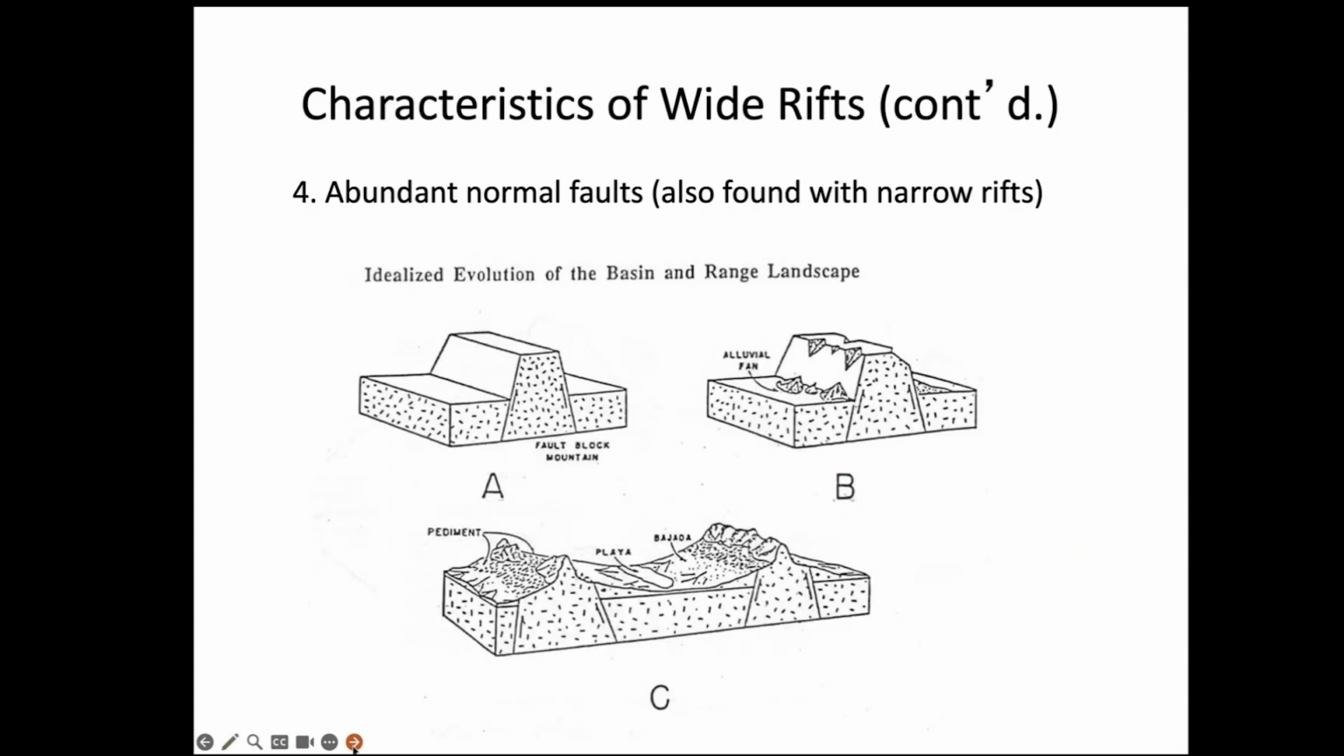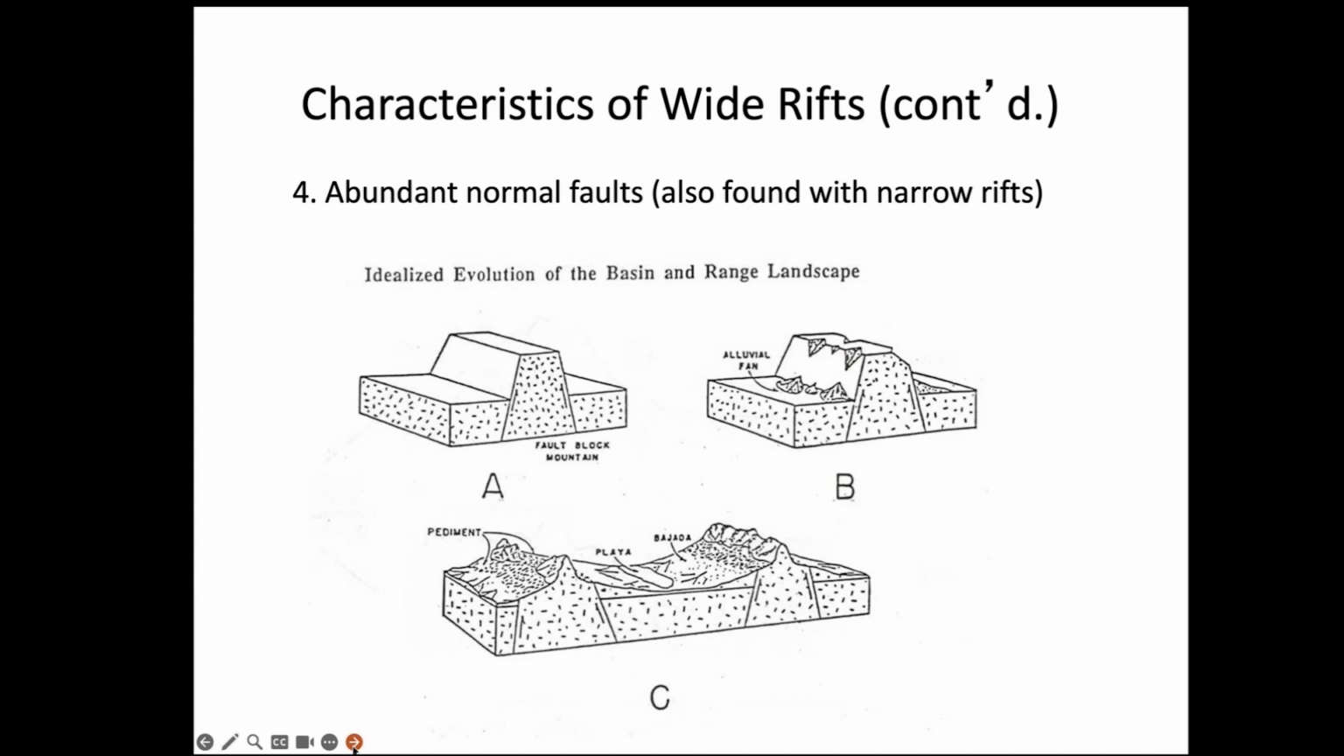All right, so another characteristic of wide rifts is there's a lot of normal faults. And now there's lots of normal faults in narrow rifts too, but they're much more focused on the rift itself, whereas in a wide rift, they're going to be distributed across the rift. So here we're looking at kind of an old geomorphology explanation for basin and range topography.